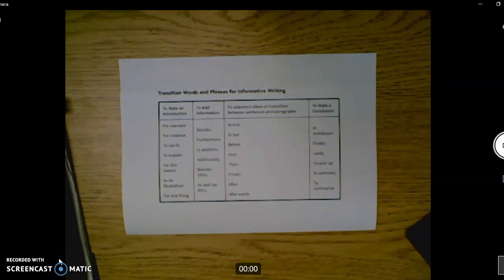Sometimes when you write informative text, your writing sounds like a list of facts, and that can be boring to a reader. Today I'm going to show you how to make your paper flow more smoothly by adding transition words or phrases. These words are also called linking words.